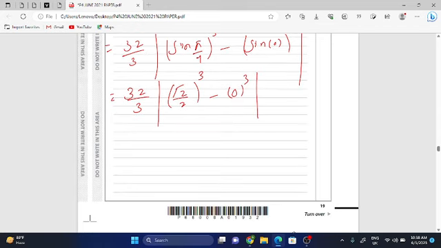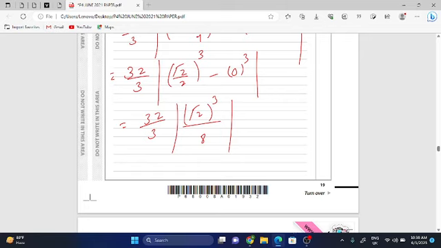So you can say 32 by 3 square root of 2 whole to the power 3 divided by 2 raised to the power 3, which would be 8. Minus 0 will remain as it is, just 0. You can simplify with the table of 8: 8 times 4 is 32. So it would be 4 by 3 square root of 2 whole to the power 3.